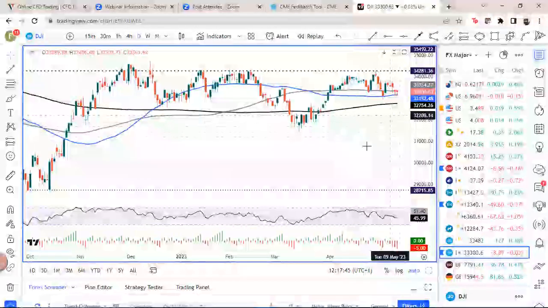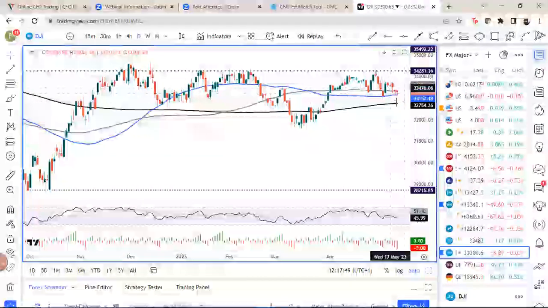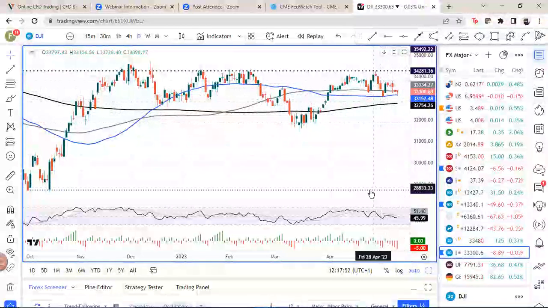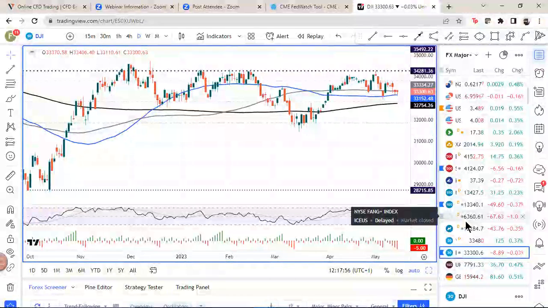33,334. And then below that you've got the black line, which is the 200-day moving average, 32,754. So we're tracking sideways, waiting really for some sort of catalyst to break down or break higher.